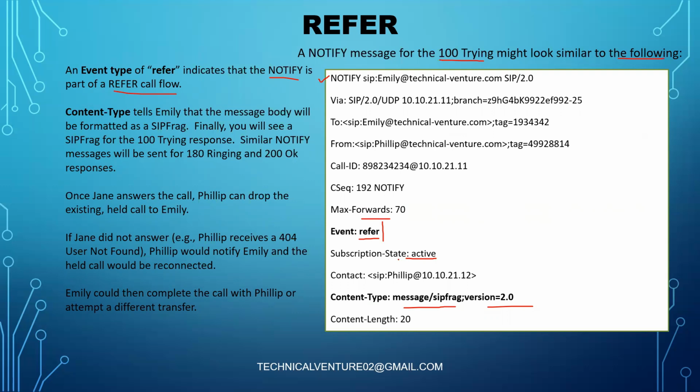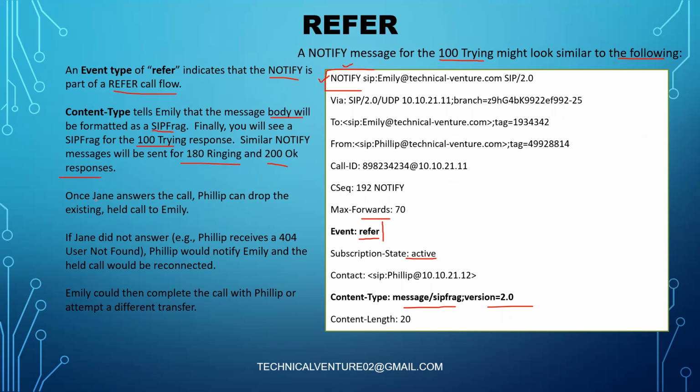And here it also says Subscription-State active. And this refer is under this NOTIFY message, as you can see. That is why the event type of refer indicates that the NOTIFY is part of a refer call flow. And this Content-Type tells Emily that the message body will be formatted as a SIP fragment. Finally, you will see a SIP fragment for the 100 Trying response. A similar NOTIFY message will be sent for 180 Ringing and the 200 OK responses.